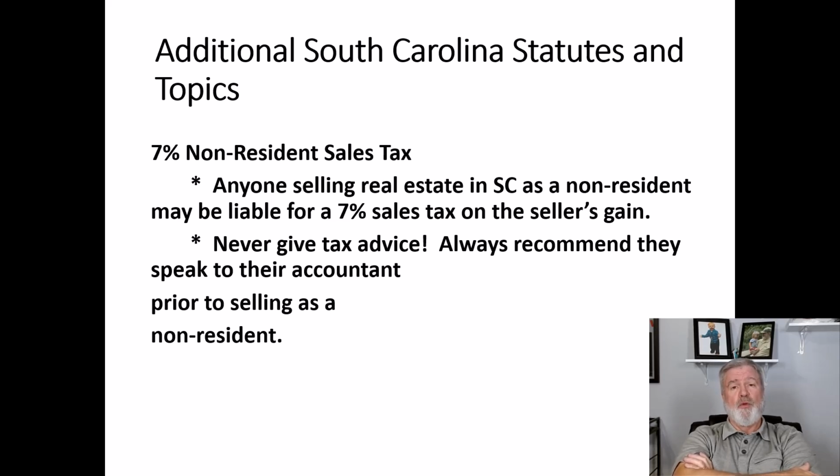If you don't do that, then the state could, not saying they would, but the state could say, well, you didn't pay anything for this property. It was a gift. So basically you paid nothing. You're selling it for $200,000. Then that's a $200,000 capital gain to you. So now you owe a 7% tax on that sale.